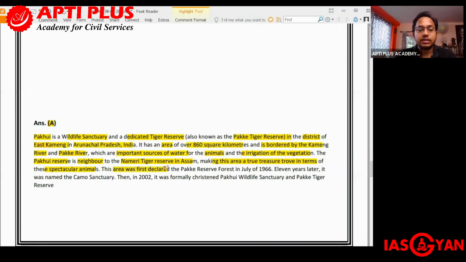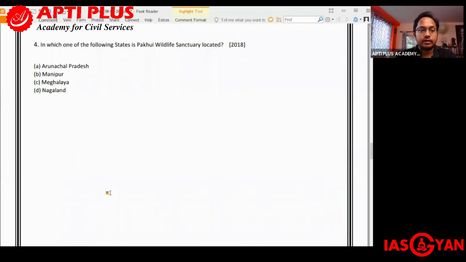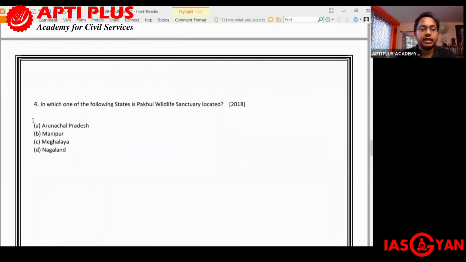The area was first declared the Pakke Reserve Forest in July 1966. 11 years later, it was named the Pakke Game Sanctuary, and then in 2002, it was formally christened as the Pakui Wildlife Sanctuary and the Pakke Tiger Reserve. So 4A is the right answer.